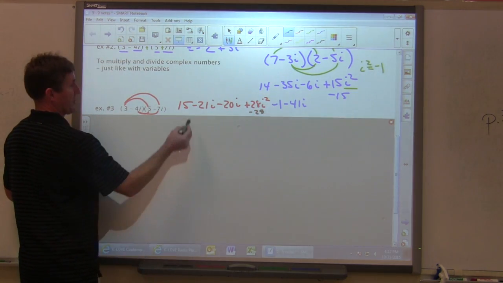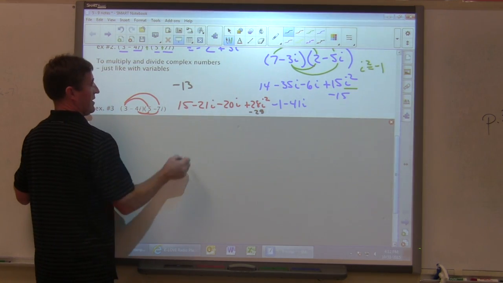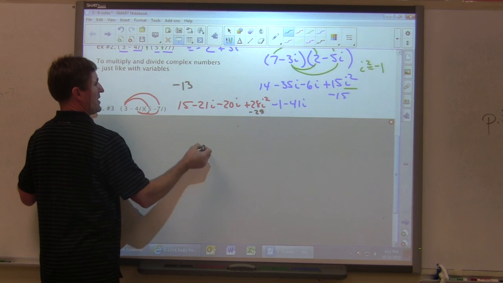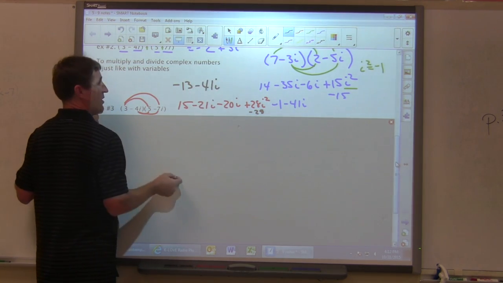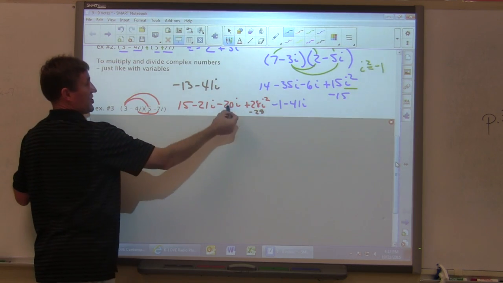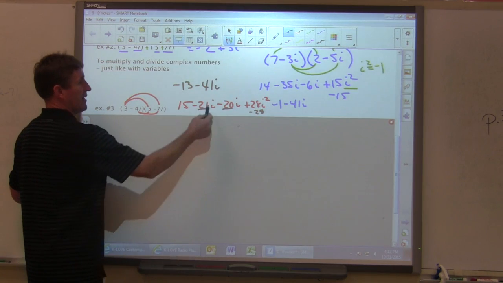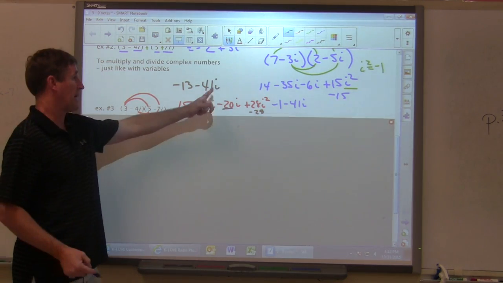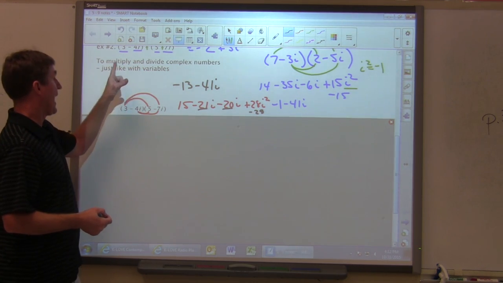So if we combine like terms, we have 15 minus 28 is a negative 13. And negative 21i minus 20i is a negative 41i. Remember, when you add and subtract, it's just i, because you're just doing the numbers, negative 21 minus 20. It stays i, it does not become i squared. That's another common mistake.